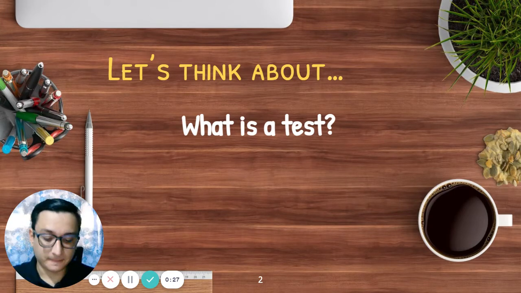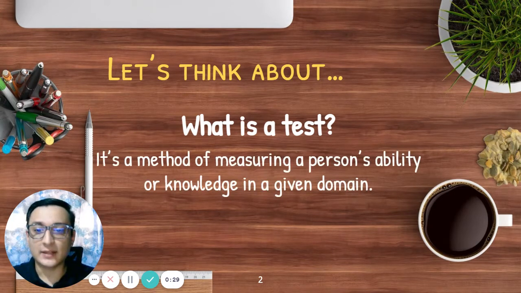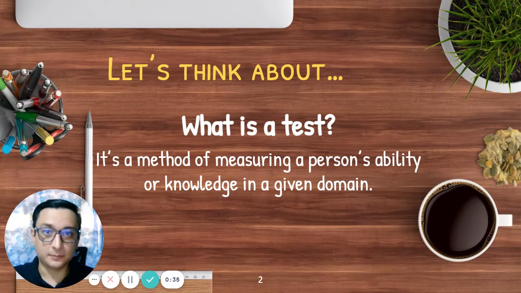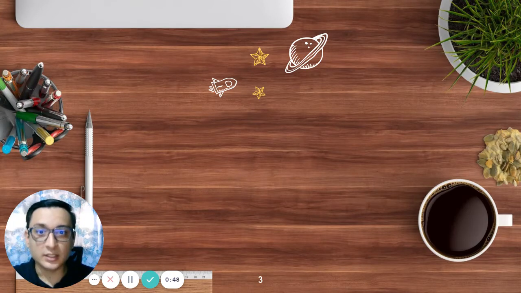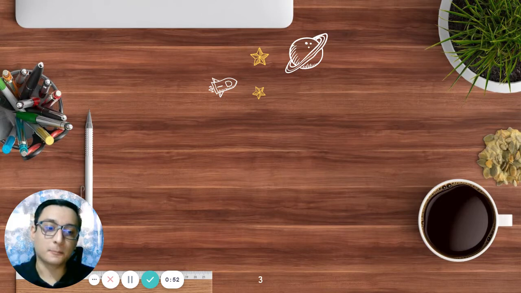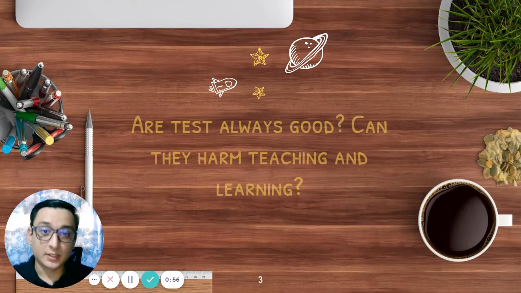What is a test? We can simply say that it's a method of measuring a person's ability or knowledge in a given domain, in a given context. Whenever we test, there are other things we also need to consider. It's not just about designing the test, creating items, having the answer key and just giving it to someone. There are a few things we need to consider before actually developing and designing an exam, right?